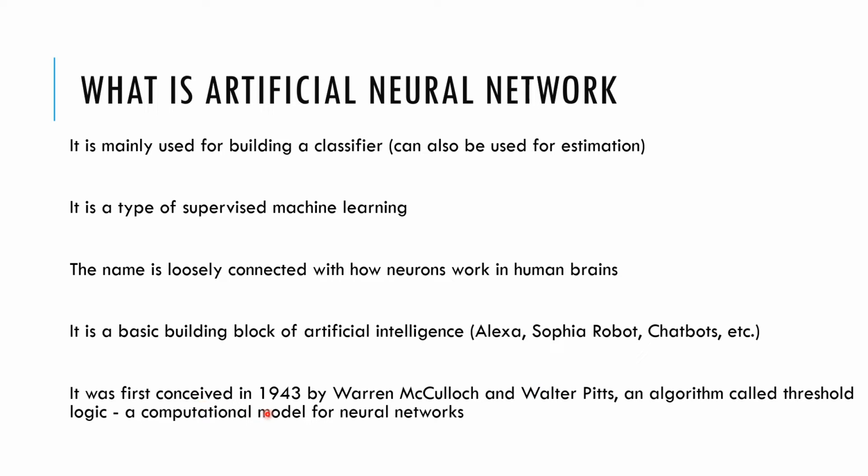It was first conceived in 1943 by Warren McCulloch and Walter Pitts. They developed an algorithm called threshold logic, which is basically a computational model for neural networks. And from here there was a diversion, and neural networks were developed from there on.